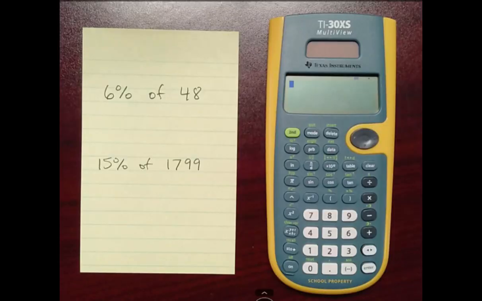There are two buttons for doing percent problems on the calculator. The trick is learning when to use which one. The first one we will use is the one with the percent symbol. It is just above the open parentheses. This is the button we will use when we know what percent we're looking for.